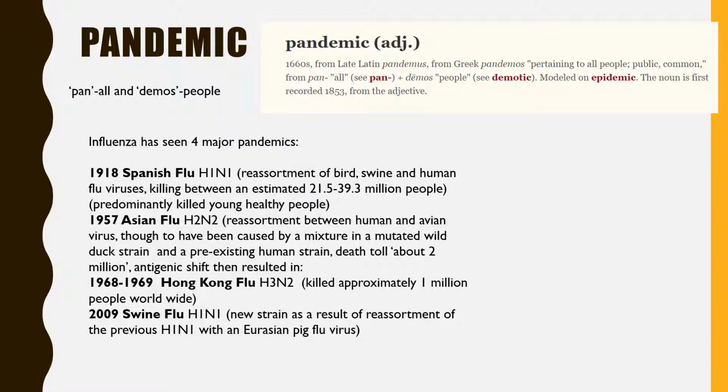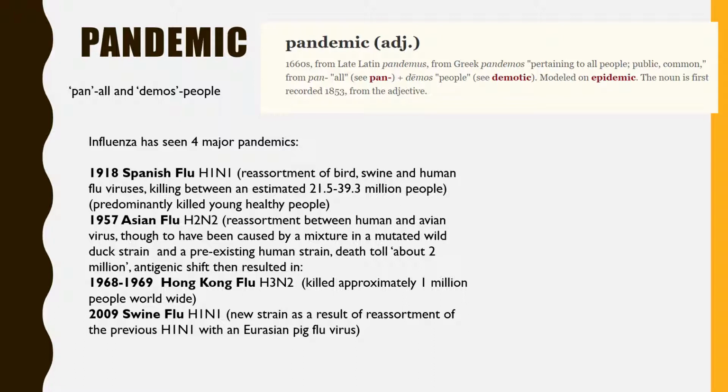Next, I'm just going to quickly run through pandemic. So I'm looking into the etymology of the word pandemic. Pan means all and demos means people. Influenza has seen 4 major pandemics. The first being in 1918 with the Spanish flu, which is termed H1N1, which was a reassortment of bird, swine, human flu viruses, and it killed an estimate of 21.5 to 39.3 million people.